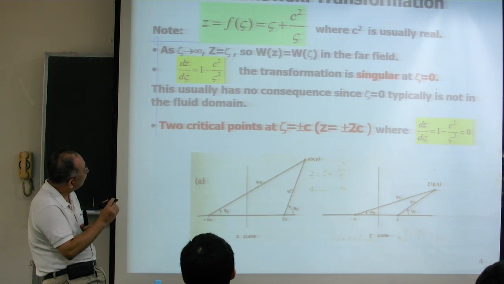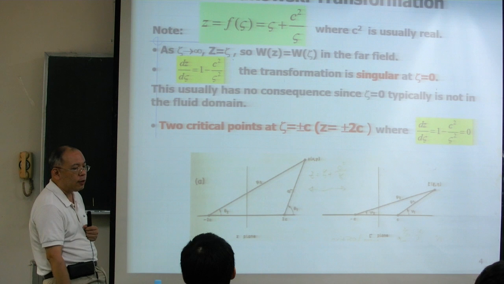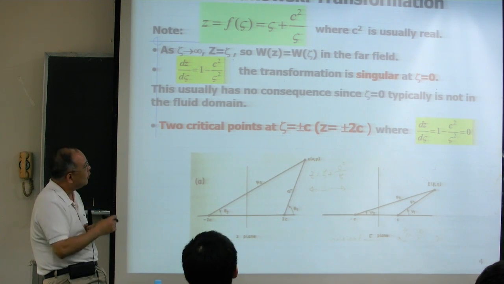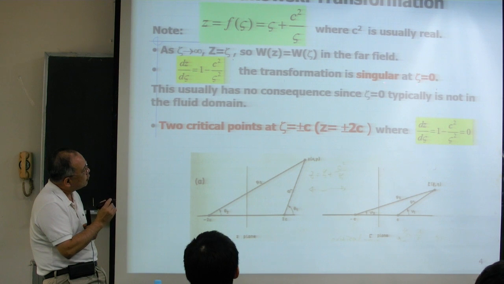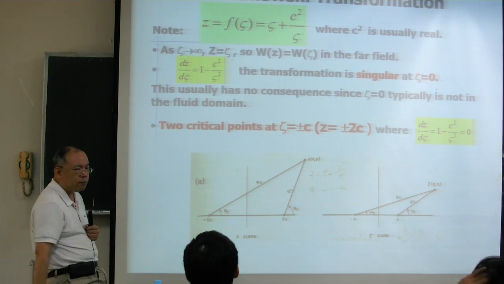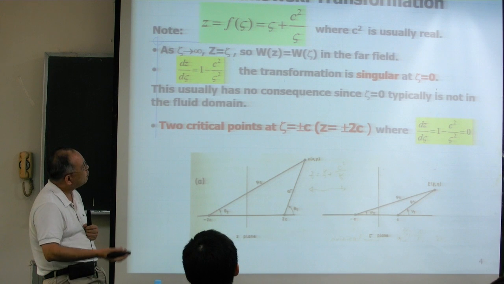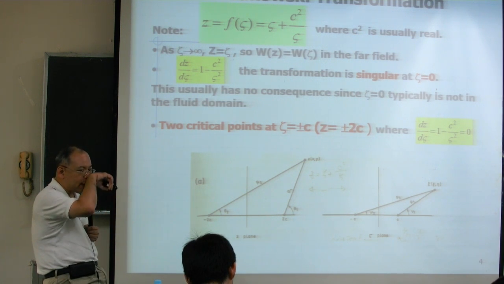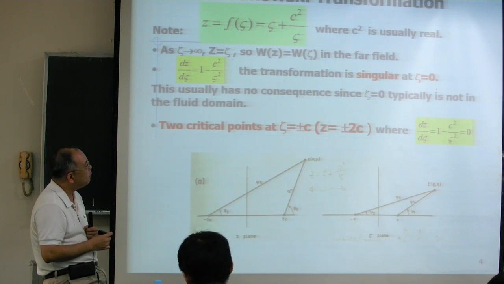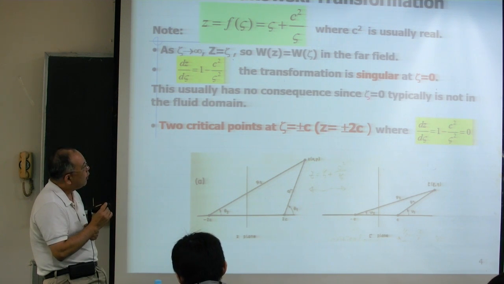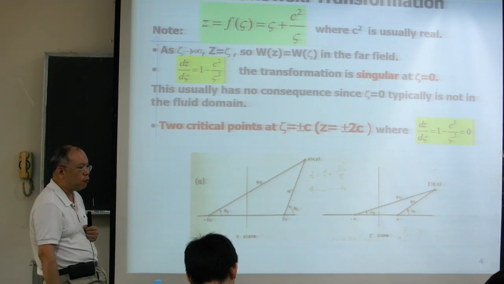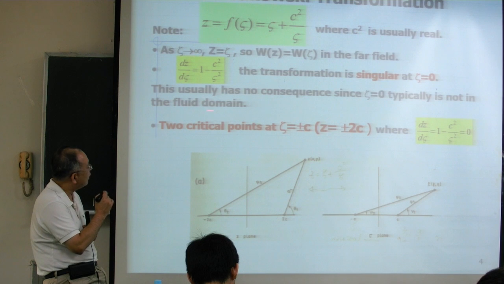So this is a singular point, okay? A singular point means that mathematically you cannot define it. So zeta equal to 0 is a singular point mathematically. However, in most of our physical problems, zeta equal to 0 is typically not inside the flow domain.